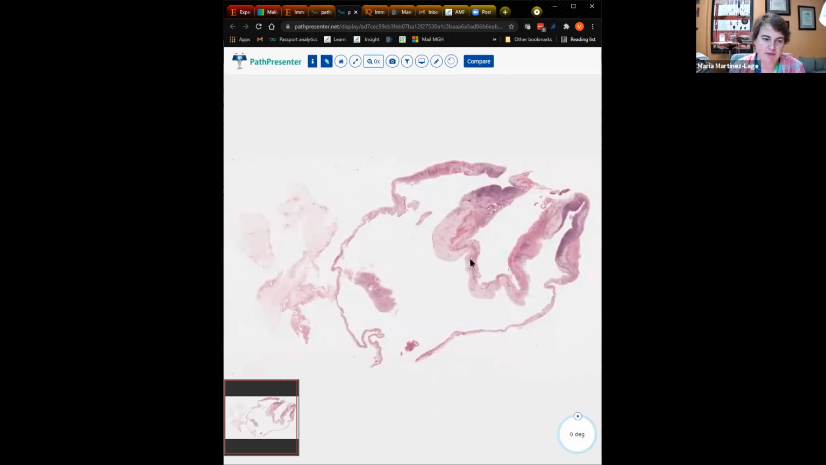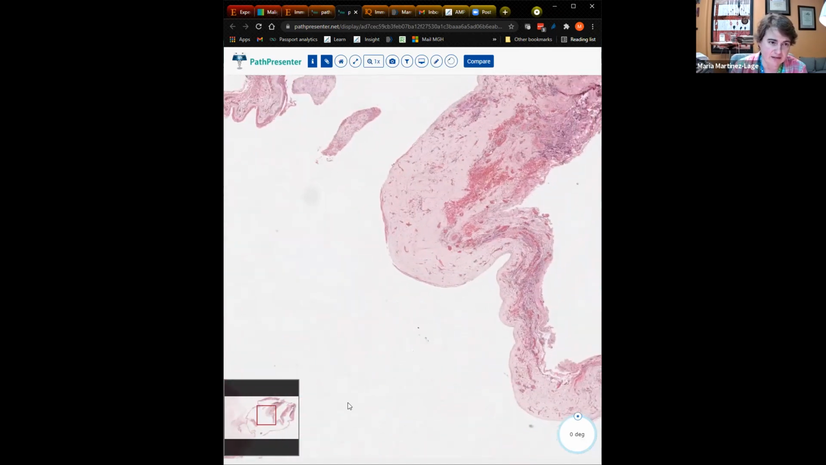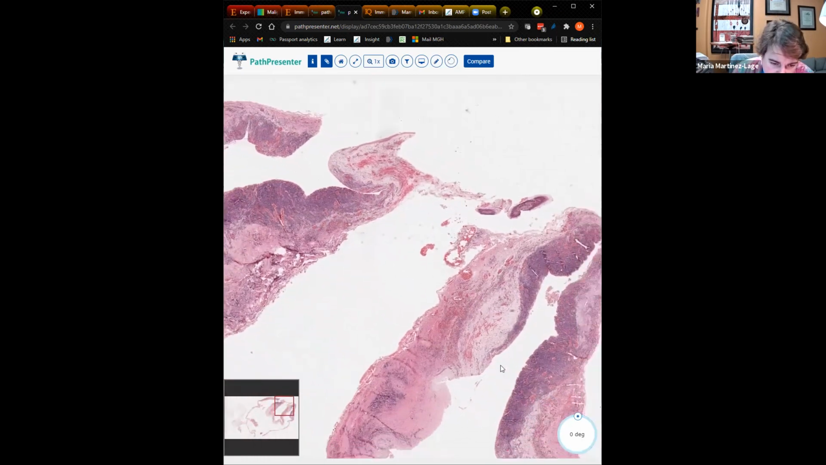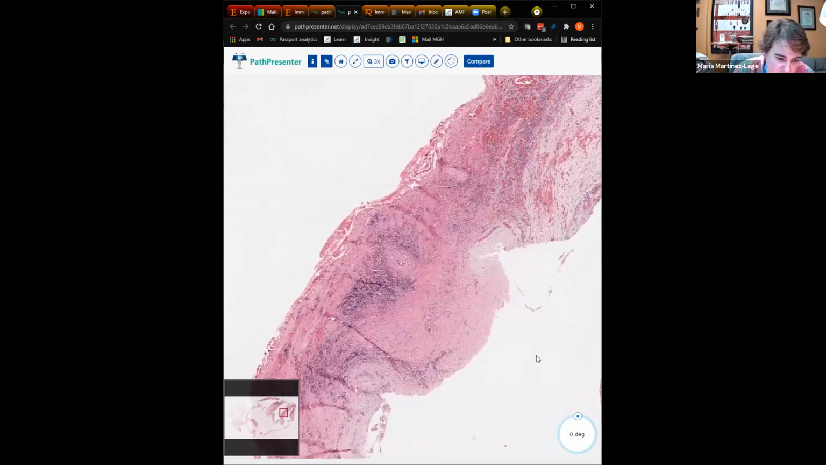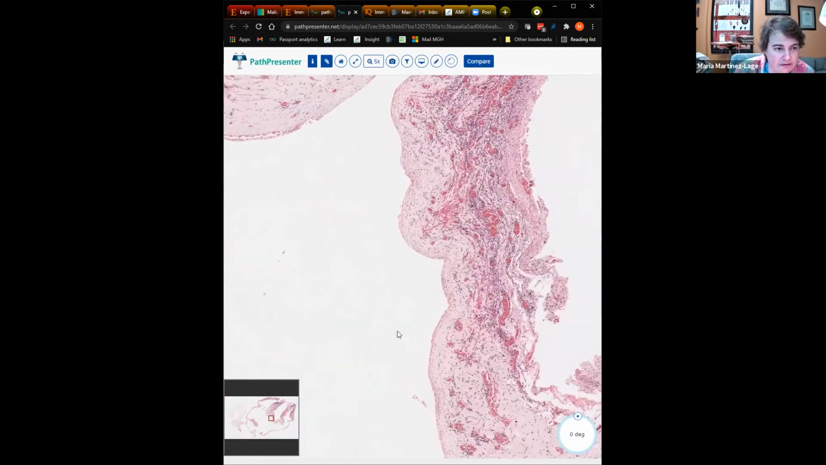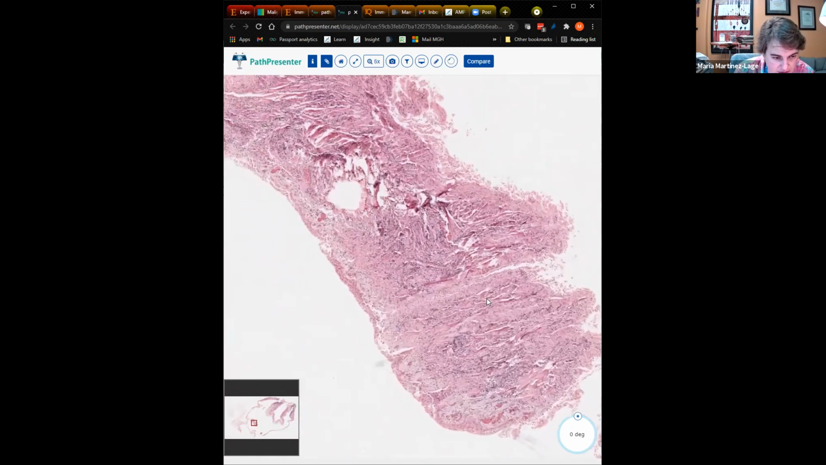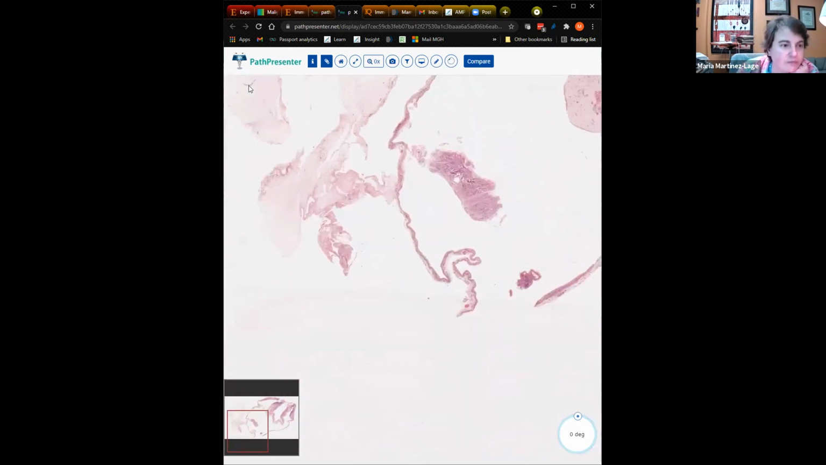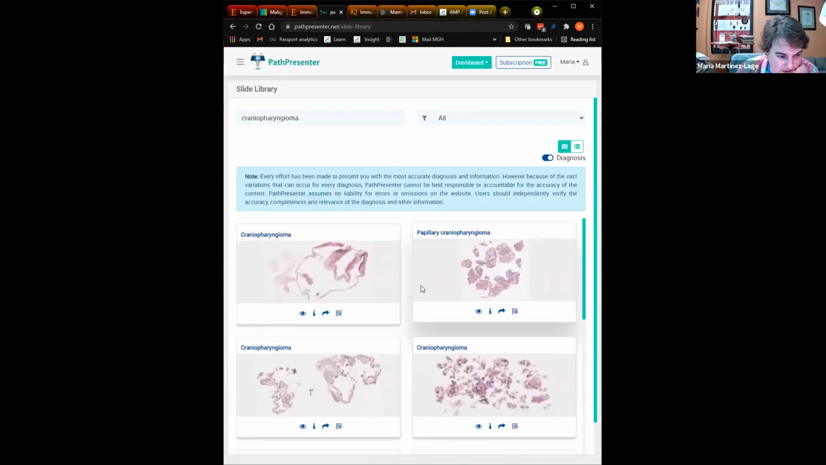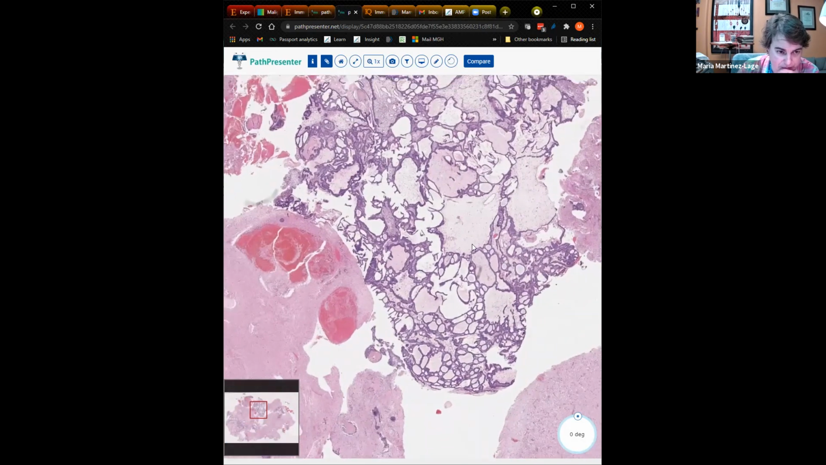All right, so looking first at adamantinomatous craniopharyngioma, these tend to be cystic lesions that are characterized by the presence of a squamous epithelium. Let's see if I find some of the features first. They tend to present again with, here it goes. I think this one is better. Yes, definitely. All right. So adamantinomatous craniopharyngioma very typically is cystic.